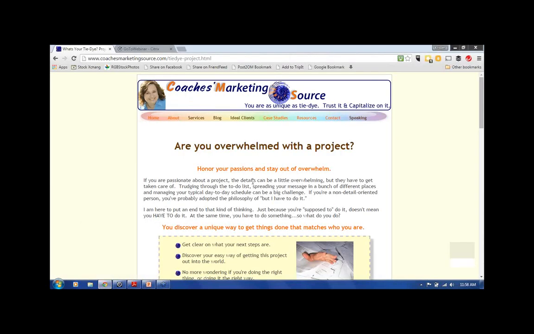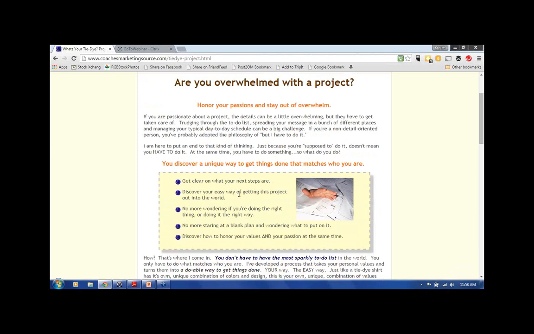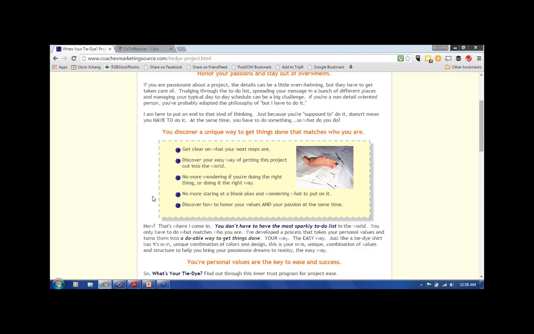So that's why I've created a What's Your Tie-Dye program. What's your tie-dye in your values? What's your unique values way of moving forward? I offer to all of you on the call the opportunity to go through a 4-session program where we will walk through the 4 quadrants, and look at how they work for you, how they affect your project, and how you can move forward honoring who you are within that project in terms of your values.